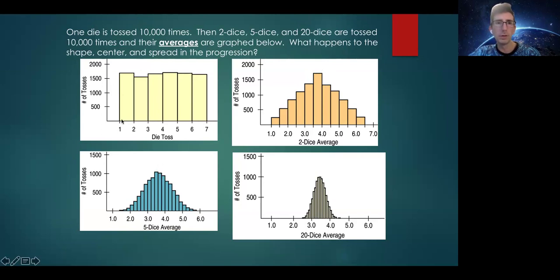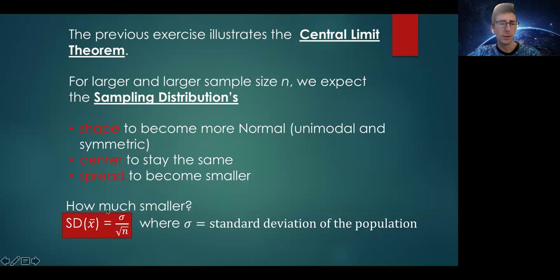And then you can see the spread of the data is getting smaller and smaller. Right here, our 10,000 rolls are spread out pretty uniformly, evenly between all these values. But then as we increase our sample size, the spread becomes smaller and smaller. Our data is more concentrated around this 3 to 4 range. And so how much smaller is the spread becoming? Well, it's becoming smaller by dividing it by the square root of n.